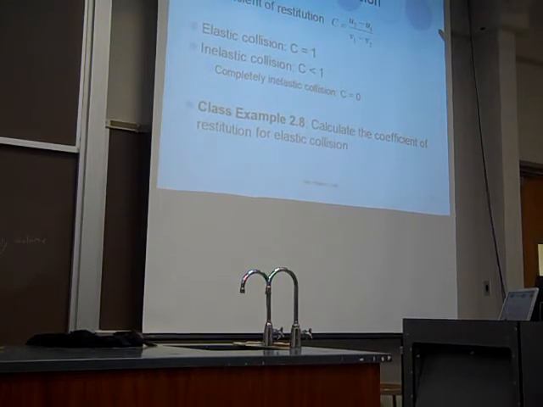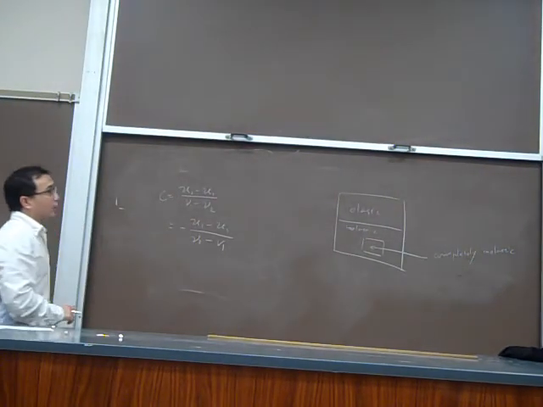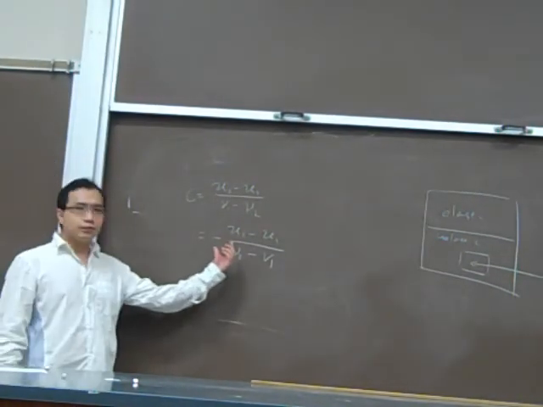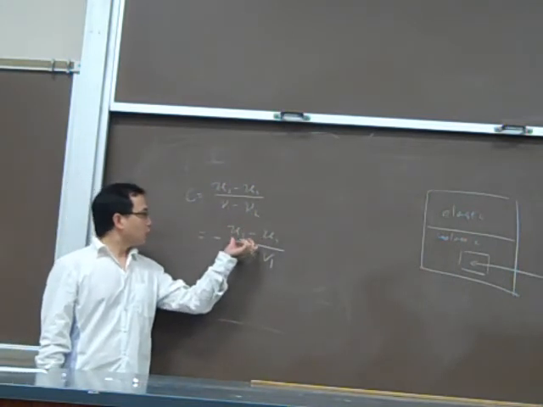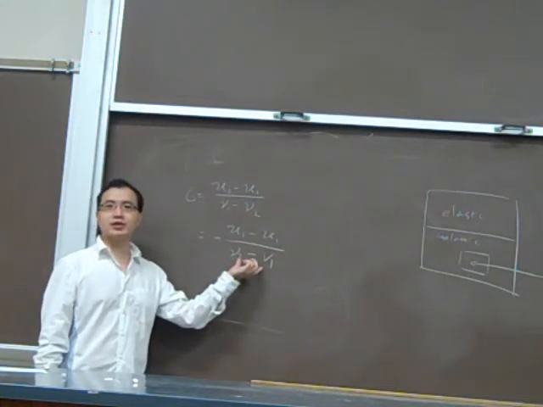C equals U2 minus U1 divided by V1 minus V2. Or you can write it like negative U2 minus U1 divided by V2 minus V1. The same thing. This coefficient of restitution is a kind of ratio between the final velocity difference and the initial velocity difference.